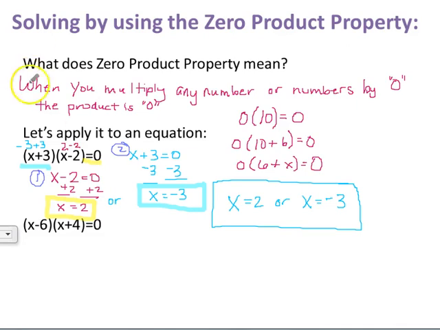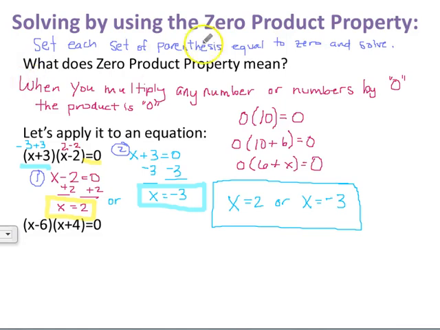You're going to set each set of parentheses, I should say the equations in the parentheses, equal to 0 and then solve. So that's how you solve by using the zero product property. You're going to set each equation in the parentheses equal to 0 and solve, and you're going to get 2 answers when you do that.